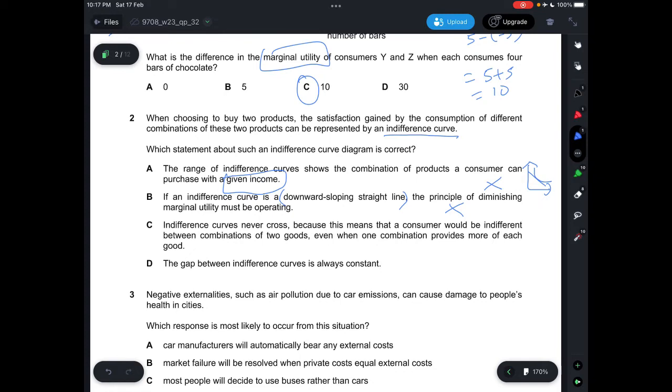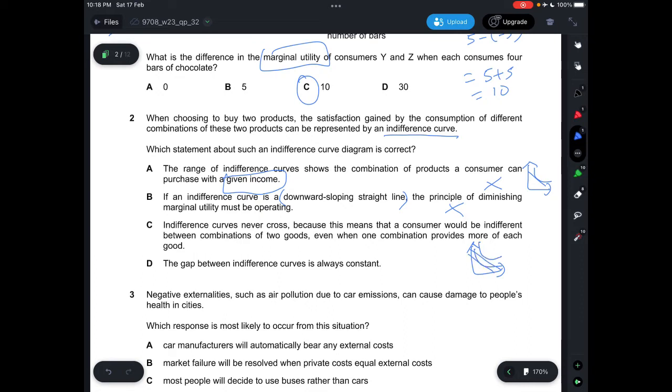And C, it says indifference curves never cross because this means that the consumer will be indifferent between combinations of two goods even when one combination provides more of each good. So yes, correct. Indifference curves will not cross. Okay, so if you look at something like this budget line here, you'll see that they do not cross.